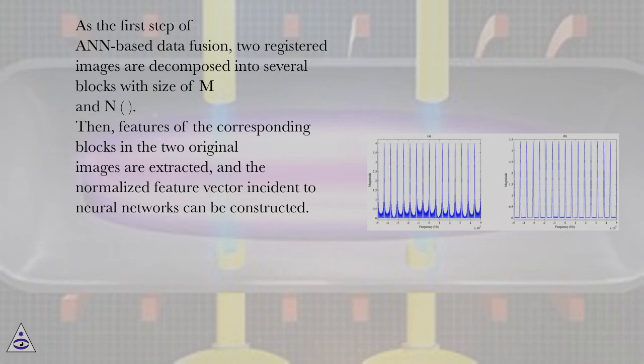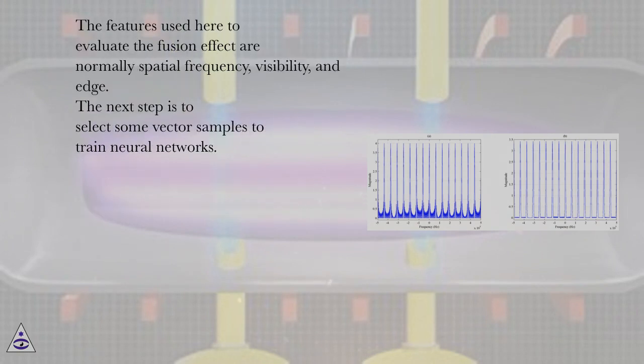As the first step of ANN-based data fusion, two registered images are decomposed into several blocks with size of m and n. Then, features of the corresponding blocks in the two original images are extracted, and the normalized feature vector input to the neural networks can be constructed. The features used here to evaluate the fusion effect are normally spatial frequency, visibility, and edge. The next step is to select some vector samples to train the neural networks.